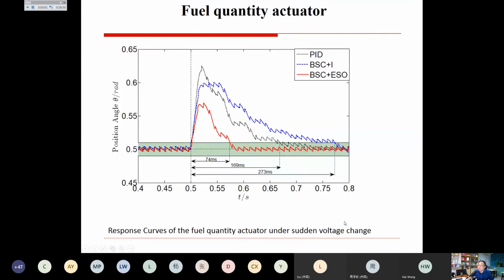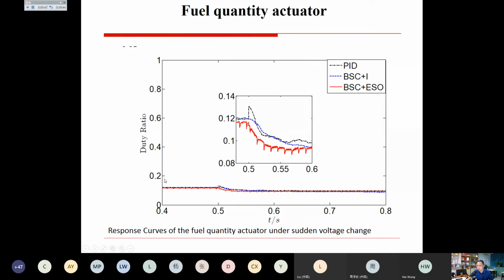In the case of a sudden voltage change, you see the PID is the black one. You see it has a big overshoot, right? Then the blue one is backstepping plus integral. That means we use nonlinearity cancellation. That is better than PID, right? But the best one is the red line. If you use nonlinearity cancellation as well as the extended state observer based feed-forward compensation, you see the overshoot is the smallest one.